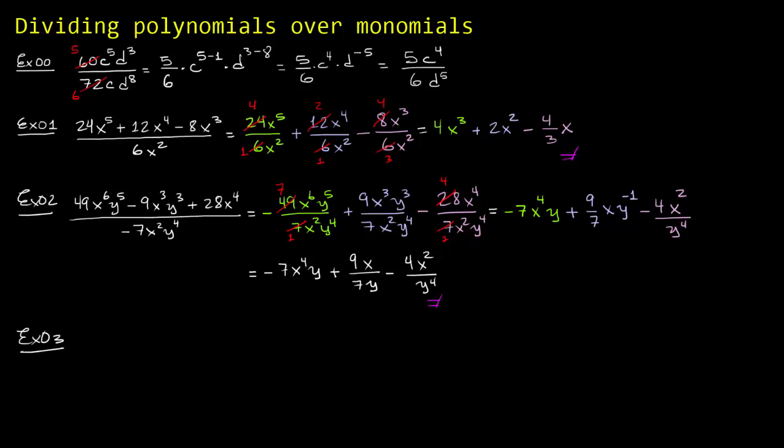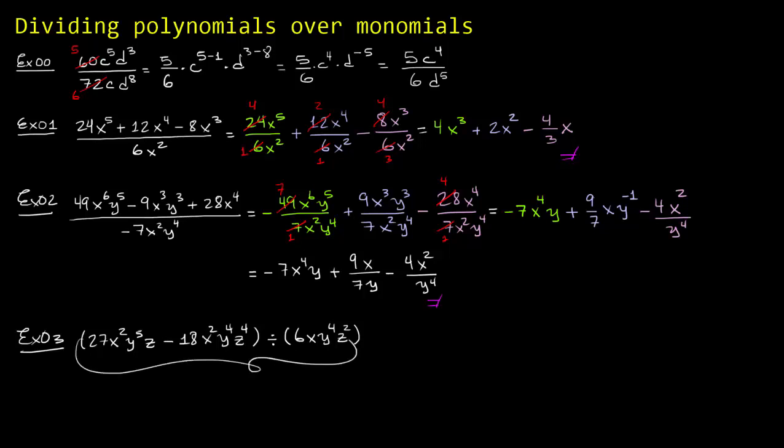And this one will be 27 x squared y to the fifth times c, make it bigger, minus 18 times x squared y to the fourth times c to the fourth, and we close the bracket, divided by 6 times x times y to the fourth times c squared. There it is.